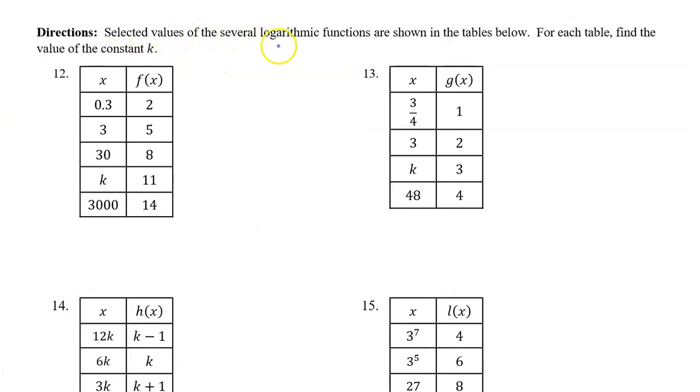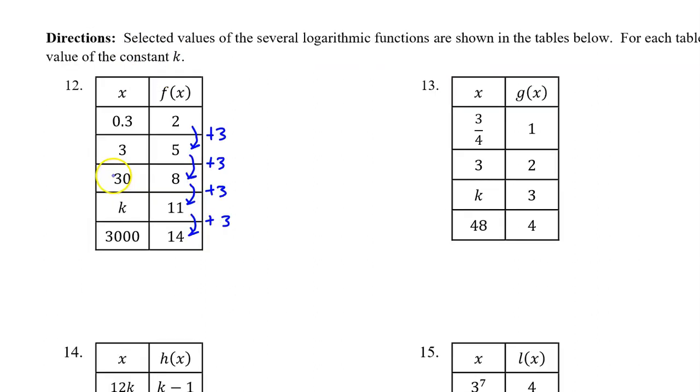Selected values of several logarithmic functions are shown in the tables below. For each table, find the value of the constant k. For logarithmic functions, we need the output values to be equally spaced. For number 12, they are. Now we look for a common ratio among the input values. It'll be easiest to see right here.